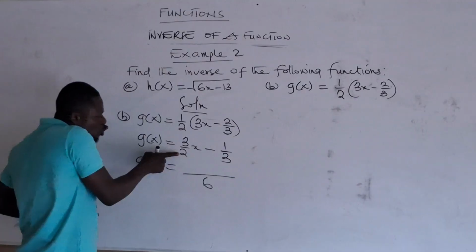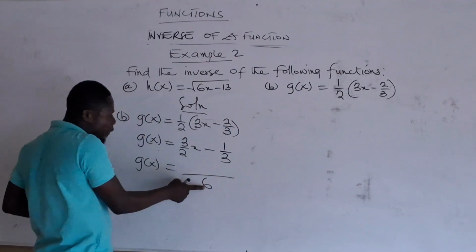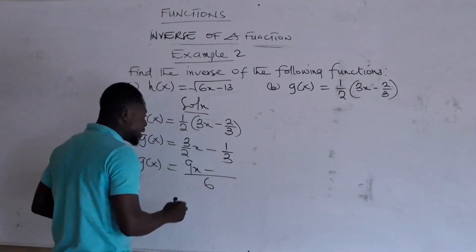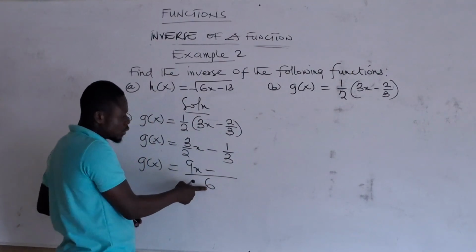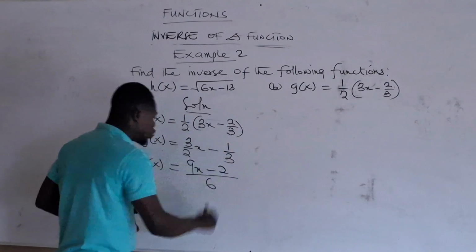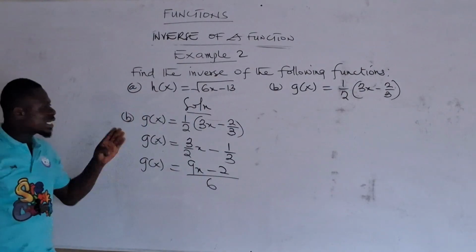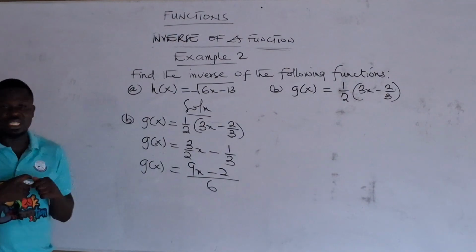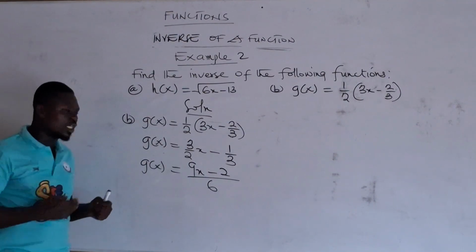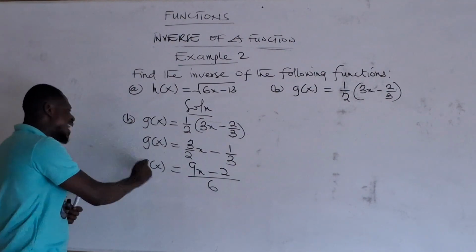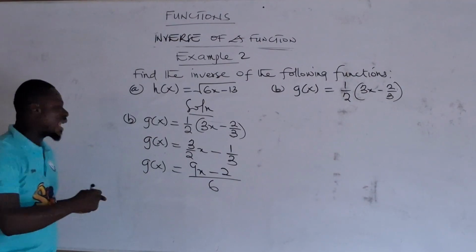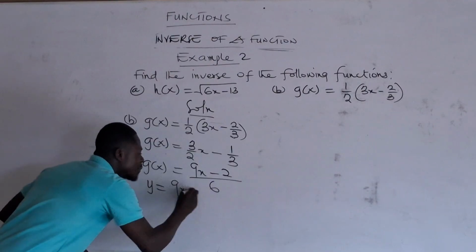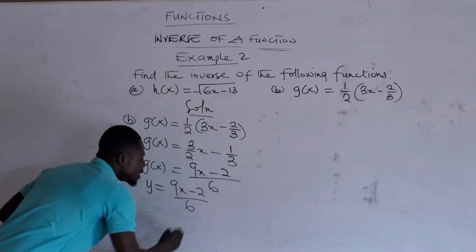6. Now 2 goes into 6 how many times? 3. 3 by the 3x will be 9x minus 3 goes into this 2. 2 by 1 will be 2. At this point, we have simplified the expression here to get a simple expression. Therefore, the steps will be followed. What's the first step? Change the name of the function to y. So we will have y is now equal to 9x minus 2 on 6.